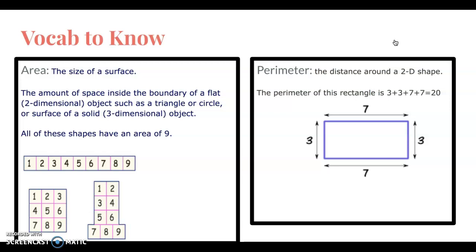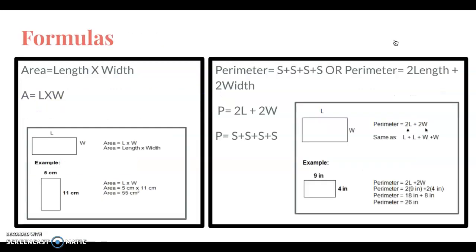The next word you need to know is perimeter, and that is the distance around a 2D shape. The perimeter of the rectangle below is 3 plus 3 plus 7 plus 7. Next, we will see how these formulas can be used in action.